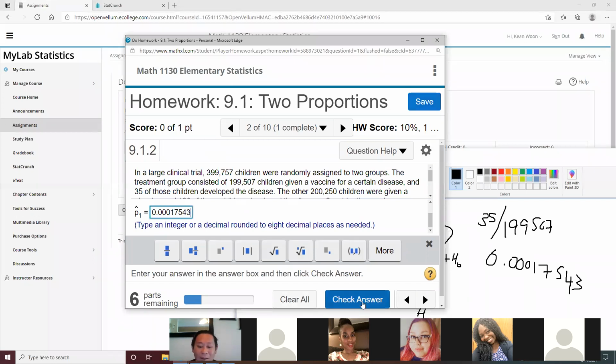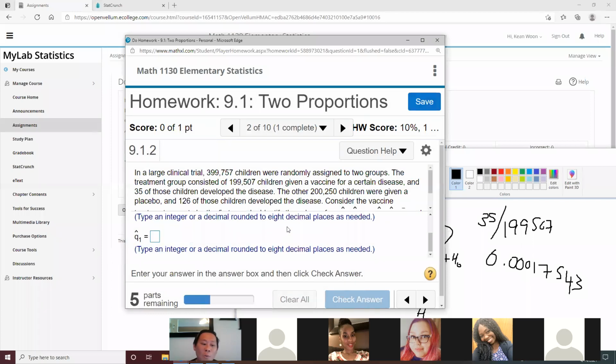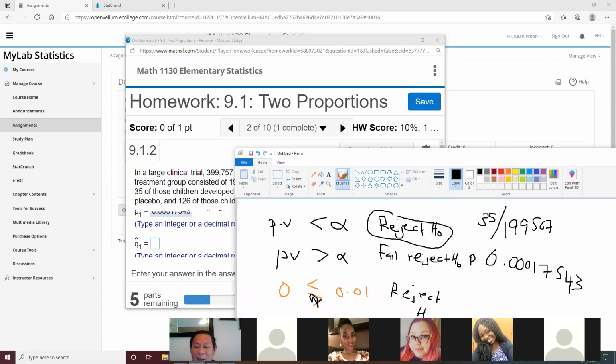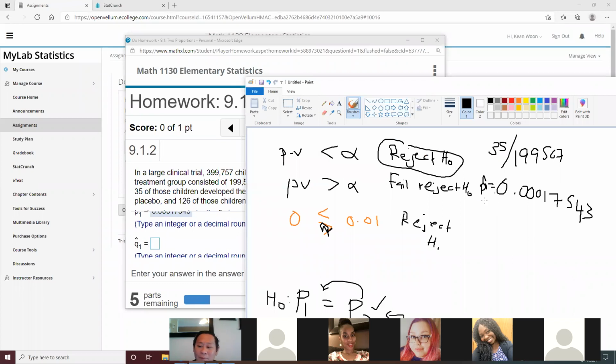Just to clarify, you're not going to have us do 8 decimal places? Well, because this number is so small, that's why they want you to put 8 decimal places. I know, but I mean for the test. No, in the test, I will give you a bigger number. So mostly it's 2 or 3. You won't get 199,507. No. You will get a smaller number.